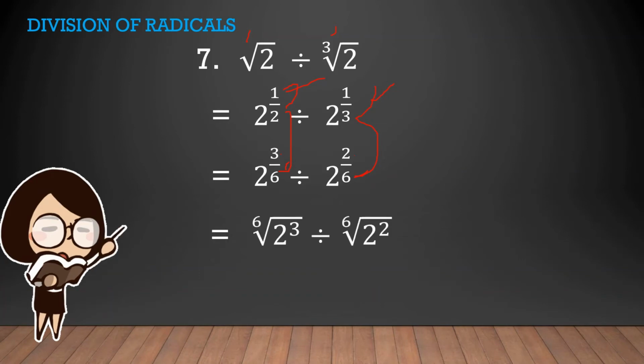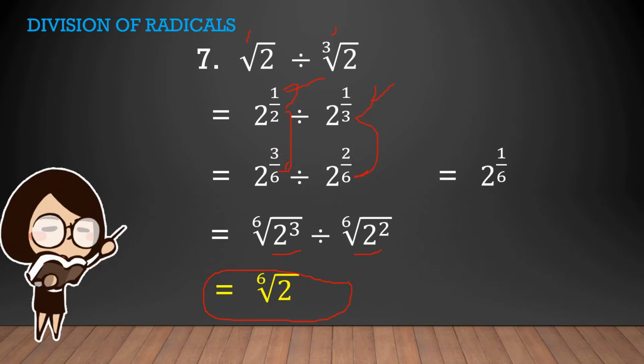After that, transform to radical form. So we have 6th root of 2 cubed, and this is now 6th root of 2 squared. If we divide the radicals, we need to subtract the exponents. So 6th root of 2 cubed divided by 6th root of 2 squared is 6th root of 2 only, because 3 minus 2 is 1. So the final answer is 6th root of 2.